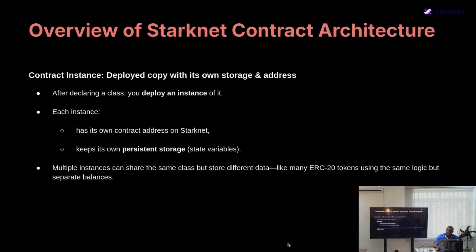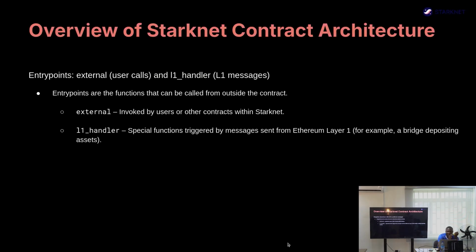A contract instance is a deployed copy with its own storage and address. After declaring a class, you can deploy it as an instance. Each instance has its own contract address. I hope I'm not rushing, I'm not too fast. Is there anything you'd like me to bring back? For now, no. Okay, so, entry point.